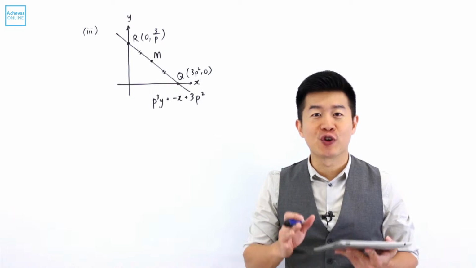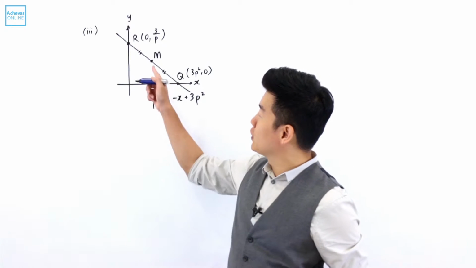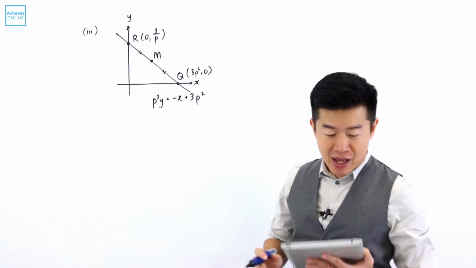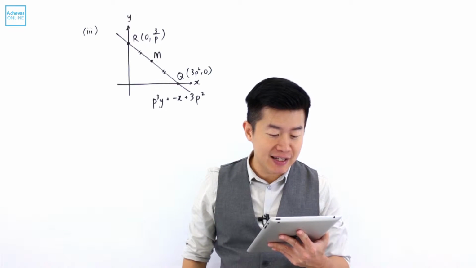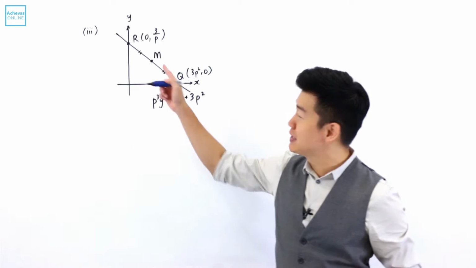Let's now channel our focus to the midpoint of QR, which is this point here. I'm going to call it M. And what we are supposed to do is to find the Cartesian equation of the locus of this midpoint.